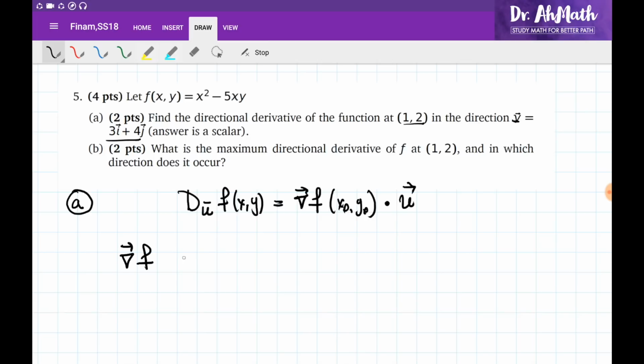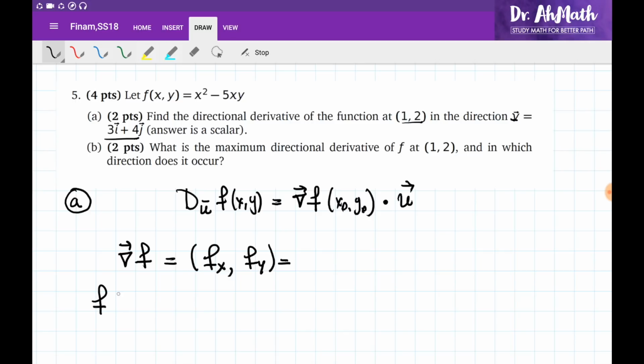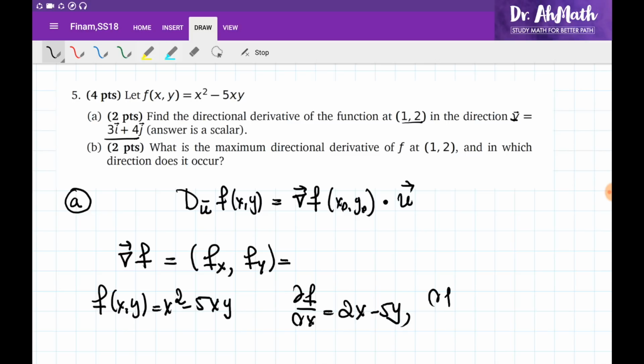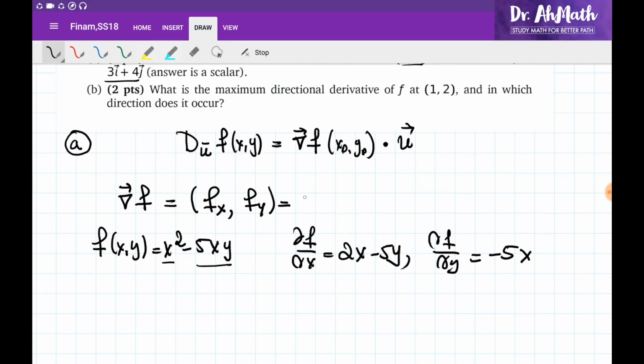The gradient vector of f is going to be a vector which has two components. The first component is the partial derivative of f with respect to x. The second is the partial derivative of f with respect to y. If you have the function in the form x squared minus 5xy, its derivative with respect to x is simply 2x minus 5y, and its derivative with respect to y is 0 for the first part, and the derivative of the second part is minus 5x. So the gradient vector of this multivariable function is (2x minus 5y, minus 5x).